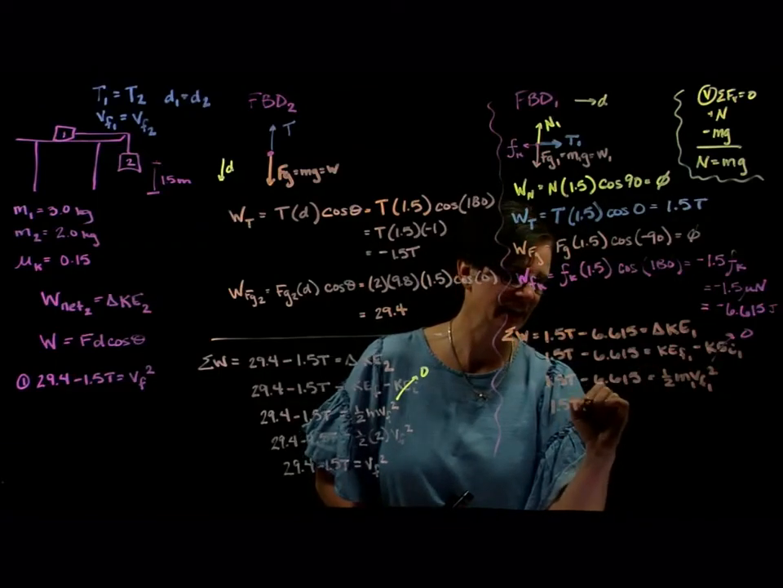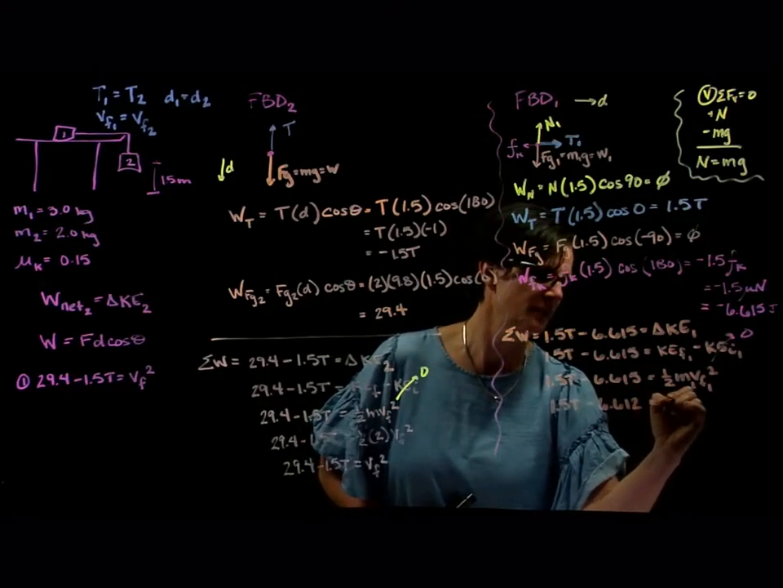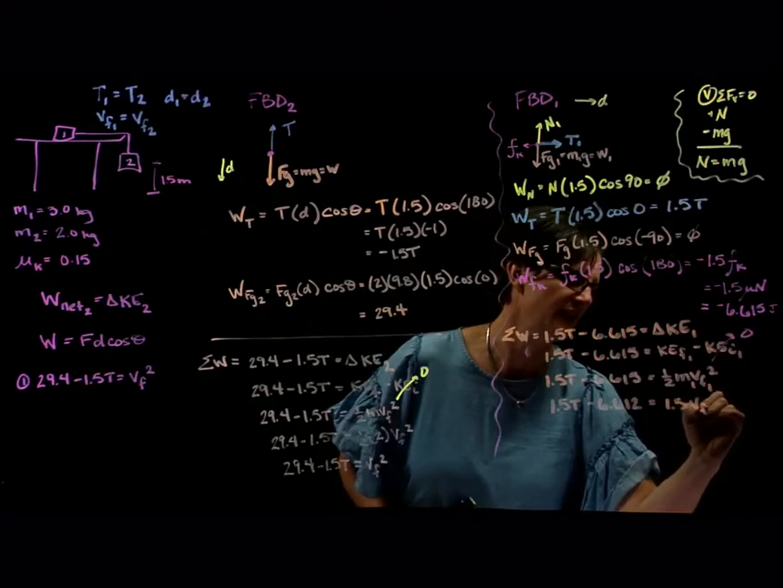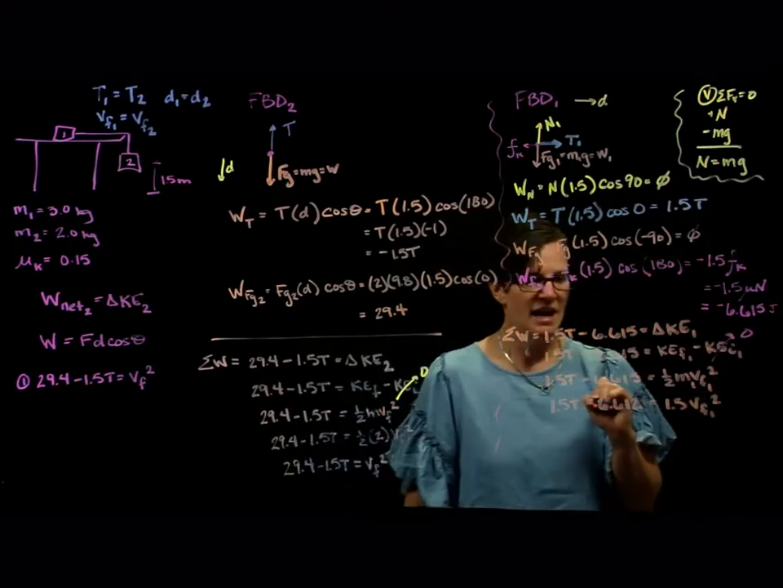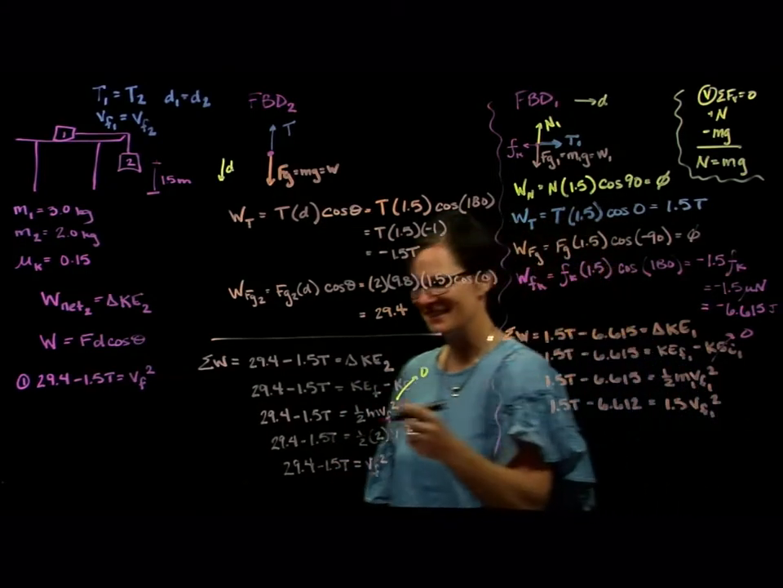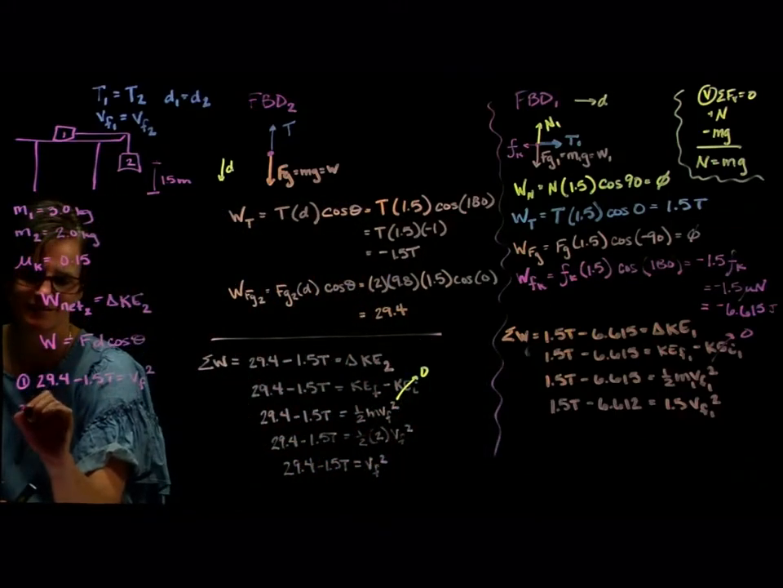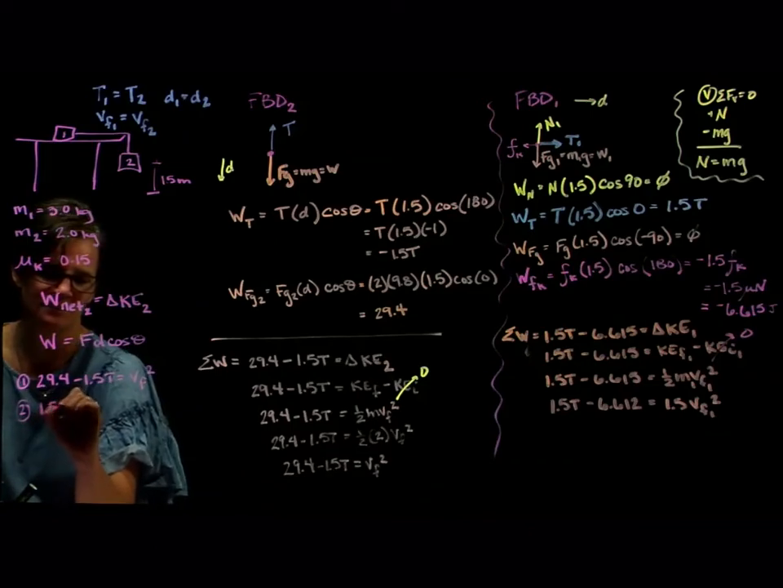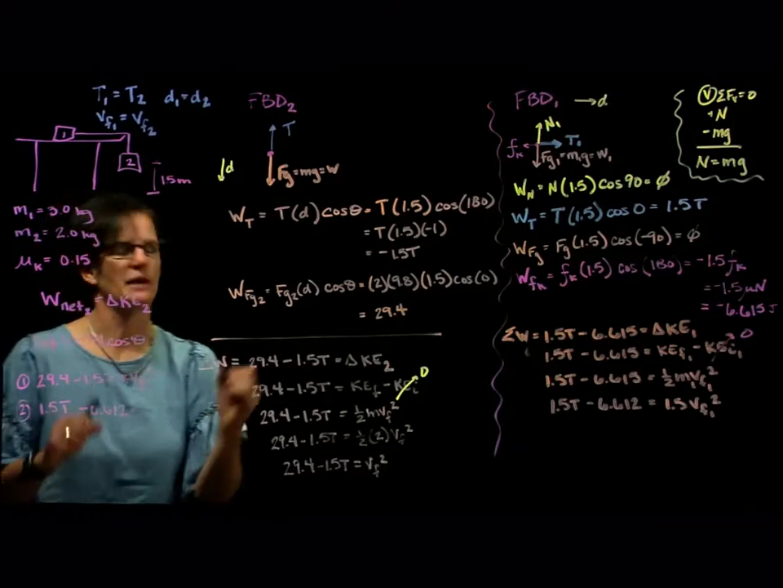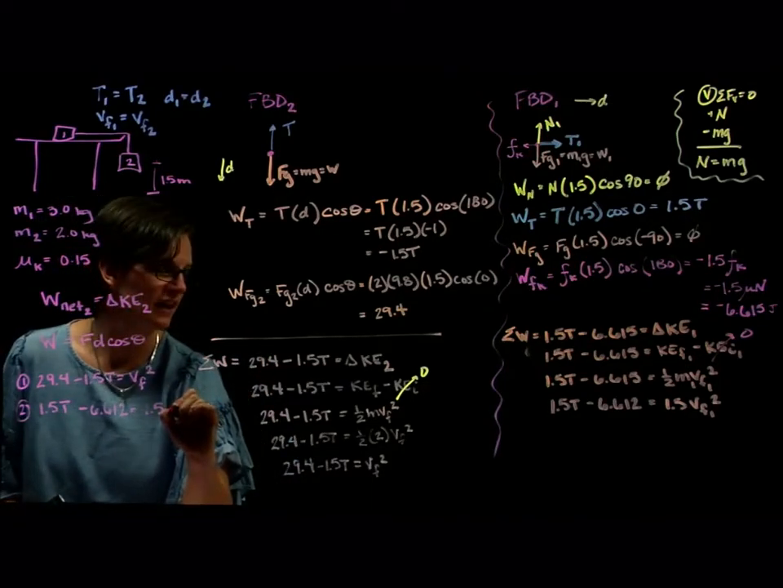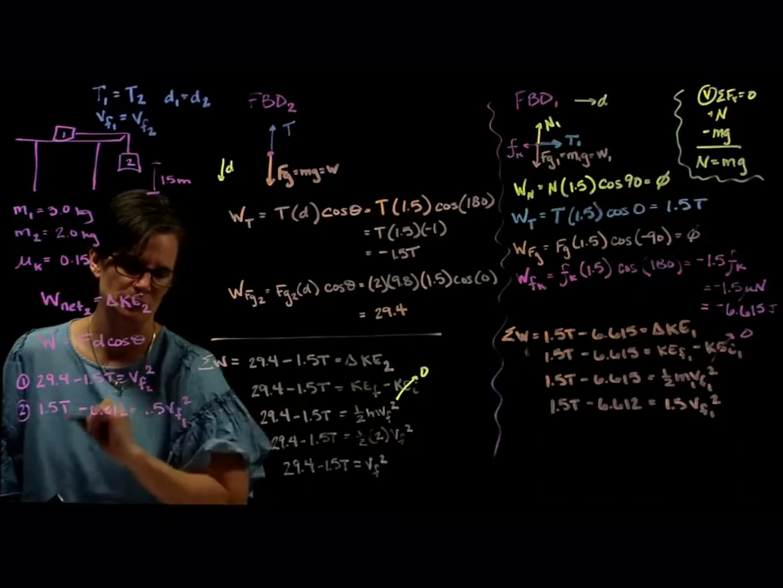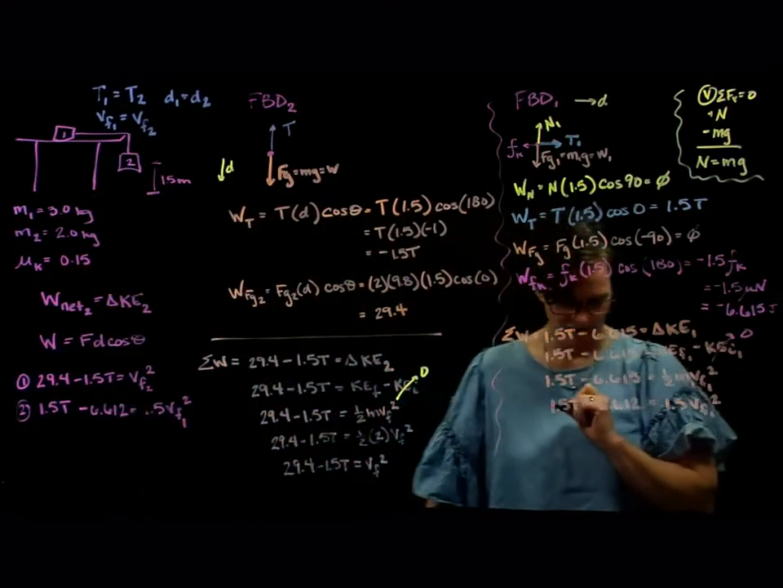And simplifying that, getting it into its form with all numbers, 1/2 of 3 is 1.5 v final 1 squared. And so now I have my second equation with both t and v final in it. So I have two equations: 1.5t minus 6.615 is equal to 1.5 v final 1 squared. This was v final 2, all right, so v final 1 squared.